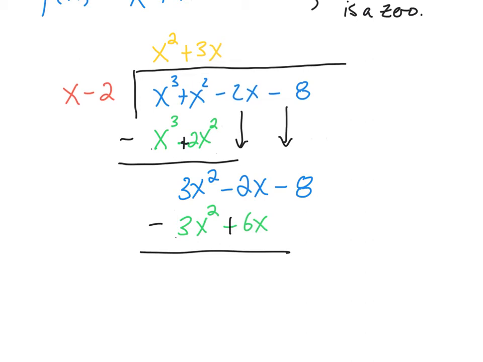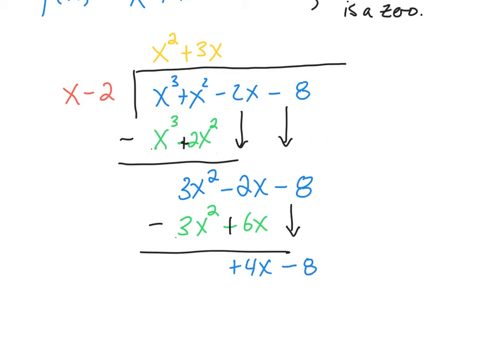So a good thing to check is this first term should always cancel. So 3x squared minus 3x squared, those go away. I look over here, I have negative 2x plus 6x is going to be plus 4x. And then I bring this term down and I have a minus 8.